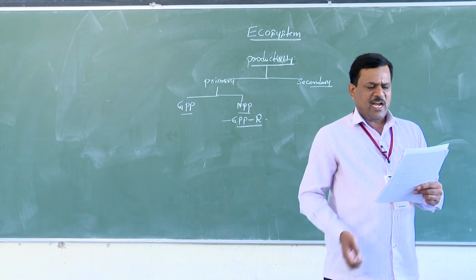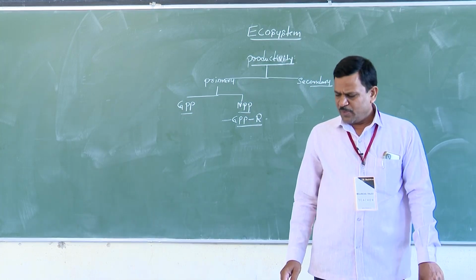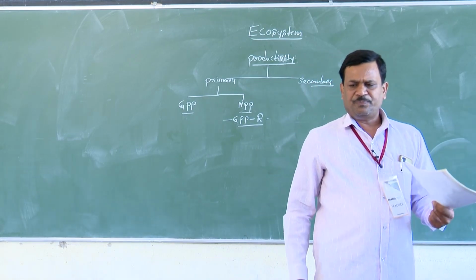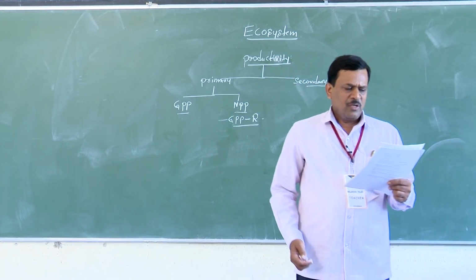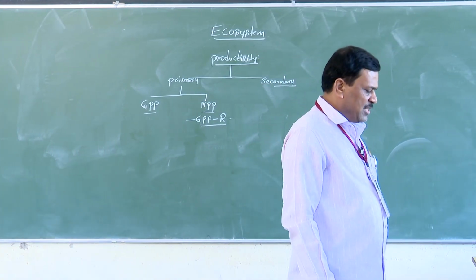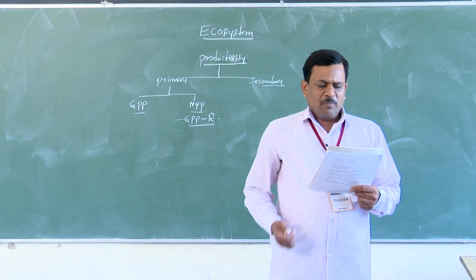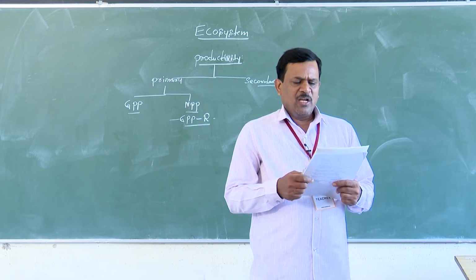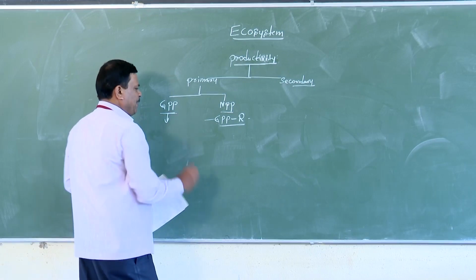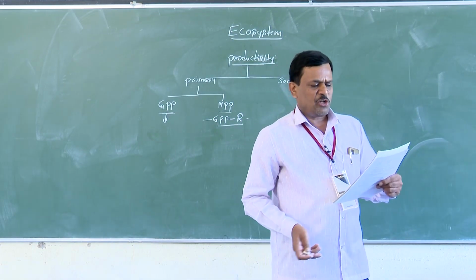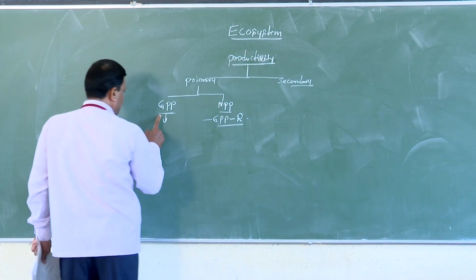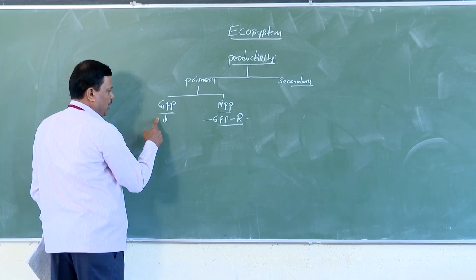First one is productivity. The rate of biomass production is called productivity. Second one, primary productivity and secondary productivity. Primary productivity, first one, gross primary productivity, or GPP, NPP. GPP: the rate of production of organic matter during photosynthesis.